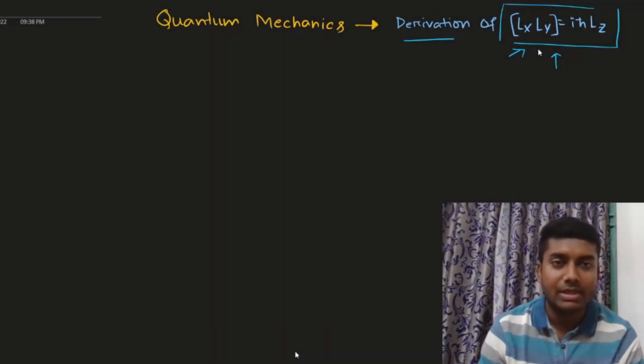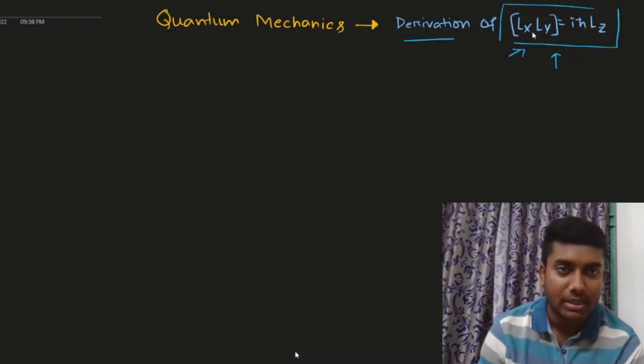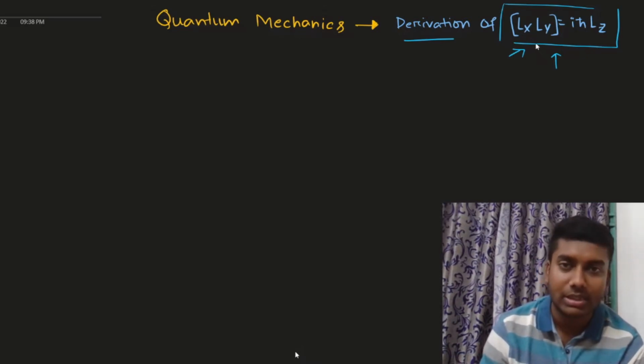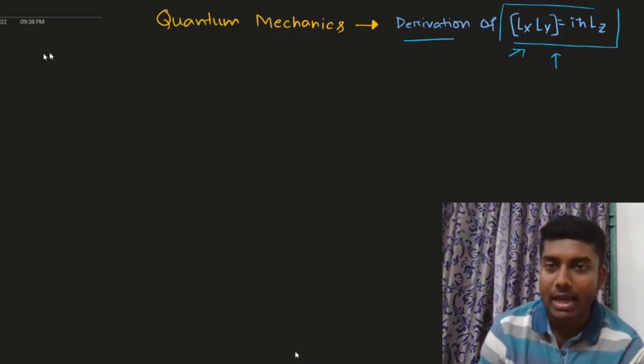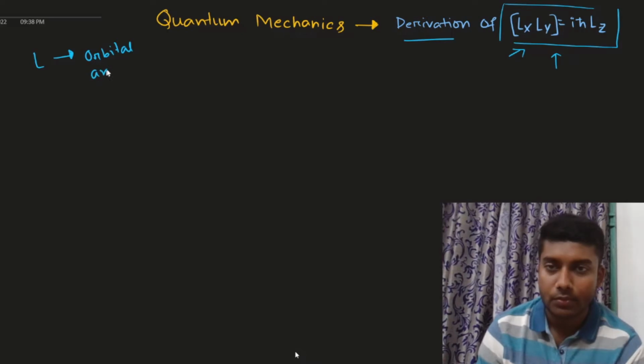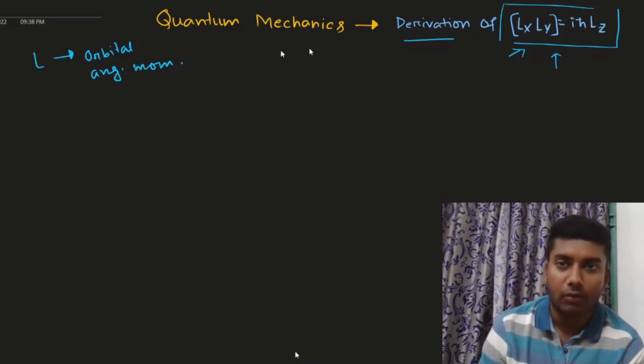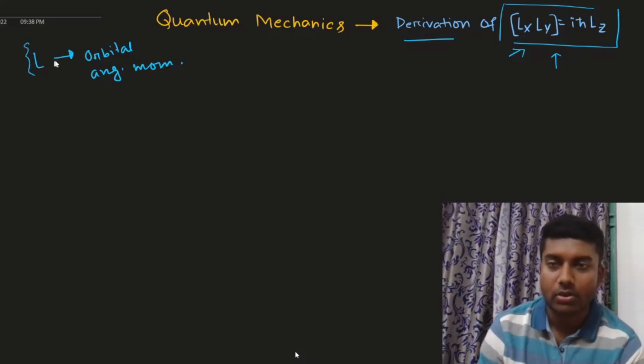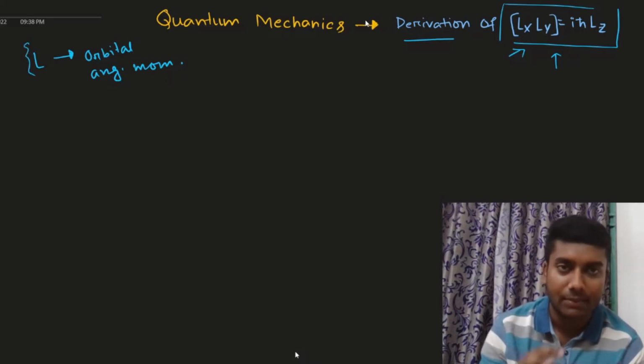In this video, I will derive this commutation relation. This is a well-known commutation relation in quantum mechanics. Here L is our orbital angular momentum. Now in this video, I am not going to discuss the concepts of what L is. I will discuss and derive only this relation in this video.